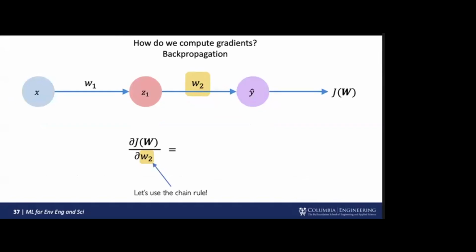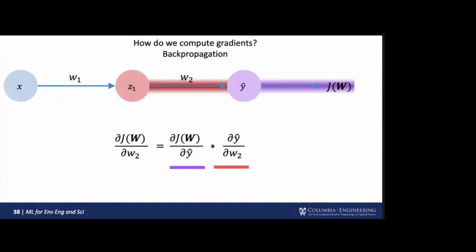Okay, so to compute gradients, we use backpropagation. We want to know how changing a weight here, for example, W2, affects the final loss. The key idea is the chain rule. A change in W2 changes the prediction Y hat. That change in Y hat changes the loss J(W), right? So we break the problem into two steps: how the loss changes with the output and how the output changes with the weight. Backpropagation just applies this idea repeatedly, moving backwards through the network one layer at a time.